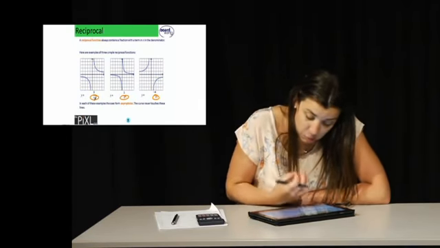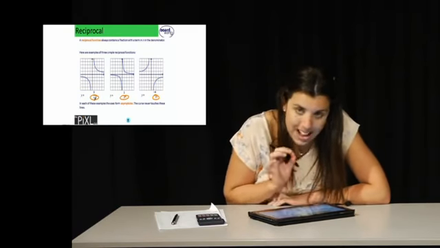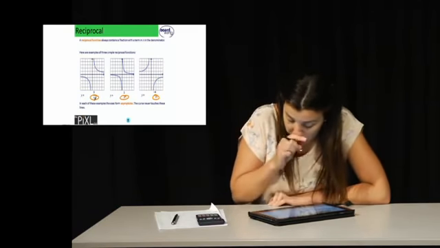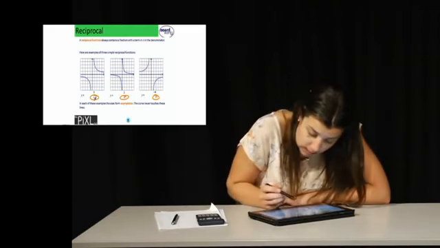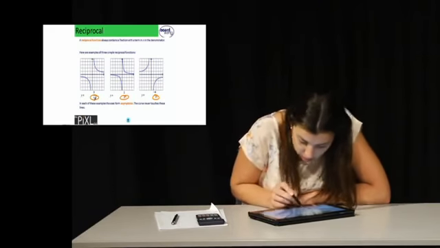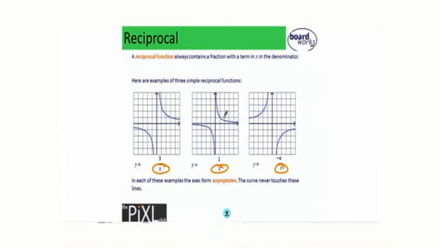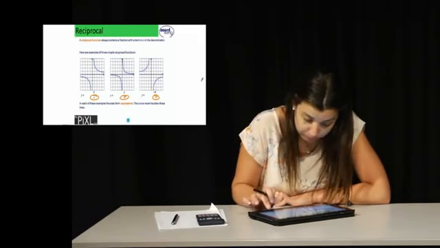In each of these examples, the axes, that's both the x and the y axes, form asymptotes. And that's a word to describe the fact that the curve of the reciprocal graphs never touch them. You can see in both examples, especially this one in the middle, that the curve comes very close, but it will go on and on into infinity and not actually touch the x-axis.